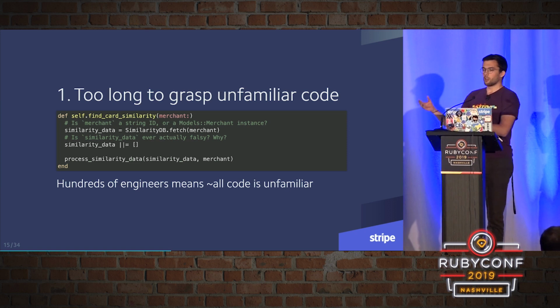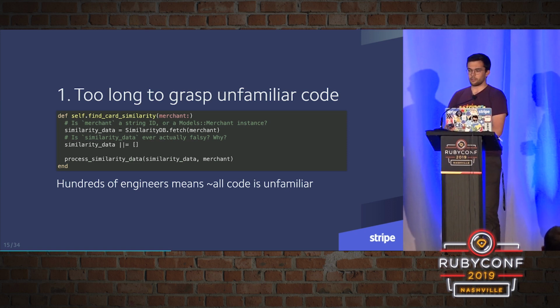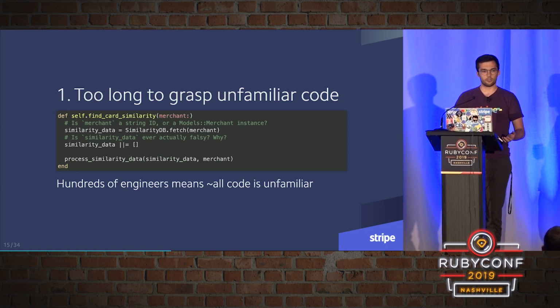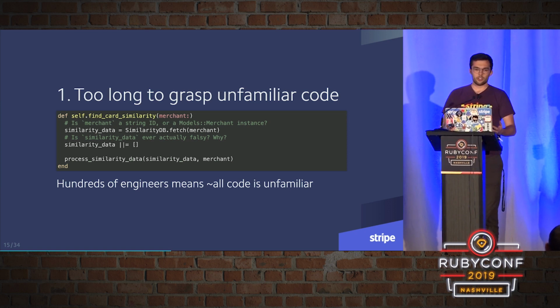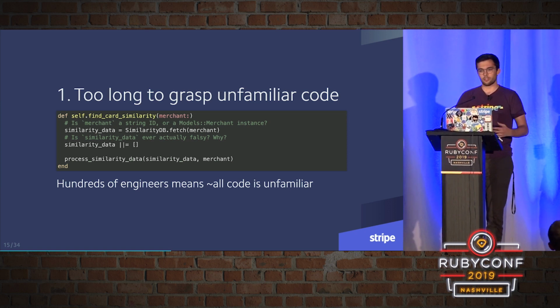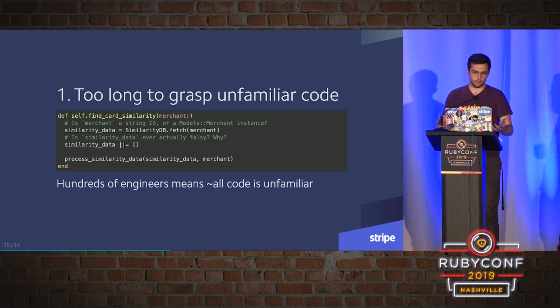The point here is that we've taken a simple example, and maybe it's kind of trivial, but this happens all the time. Especially when you're working with an engineering organization the size of Stripe's, where you've got hundreds of engineers making thousands of changes per day, the chance that you encounter unfamiliar code is inevitable. Every day you're looking at code that is unfamiliar.